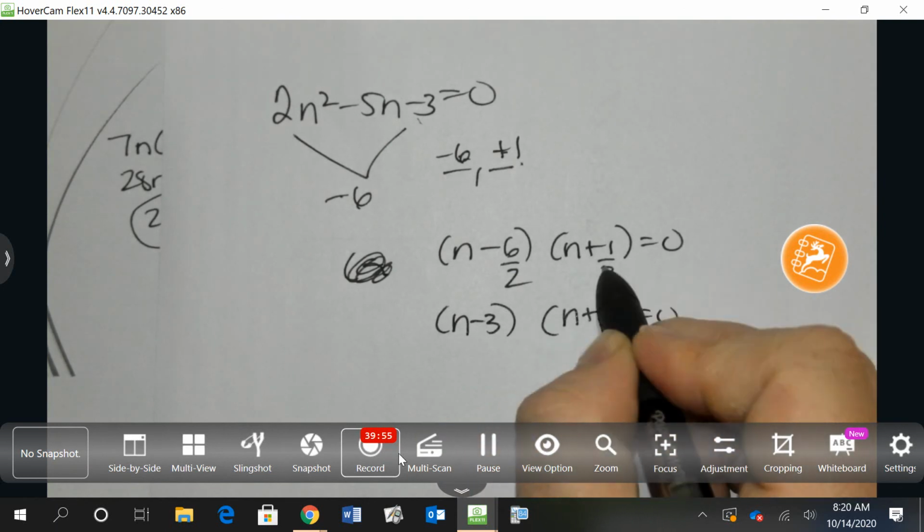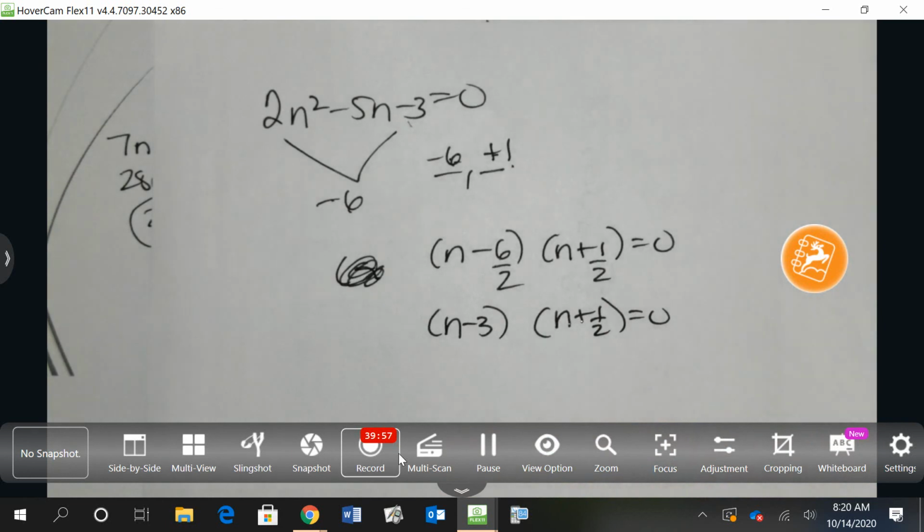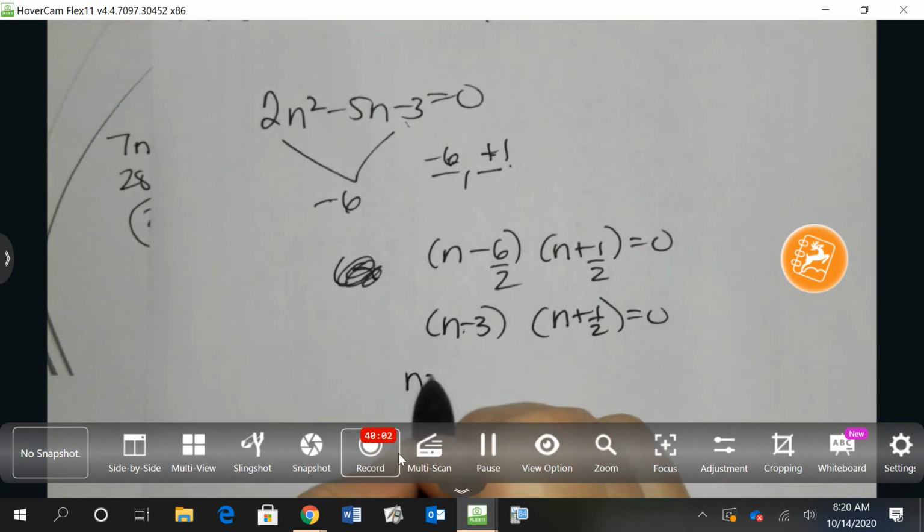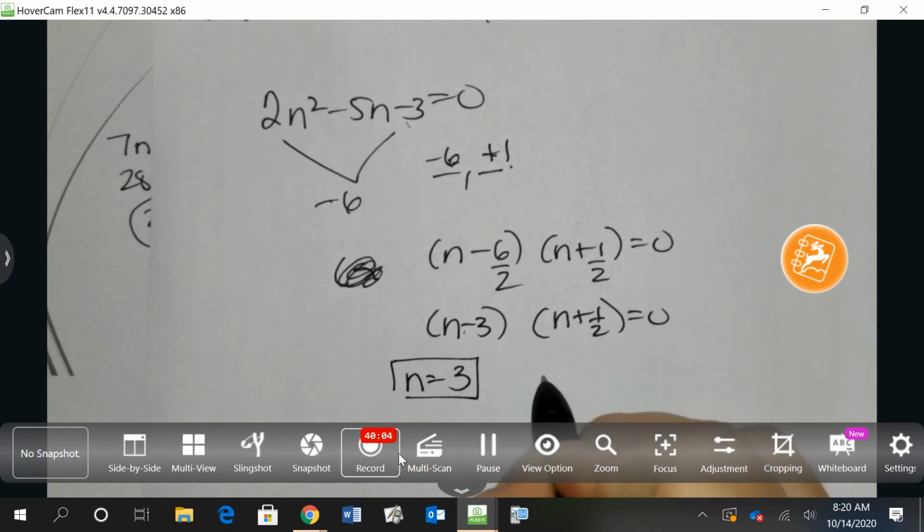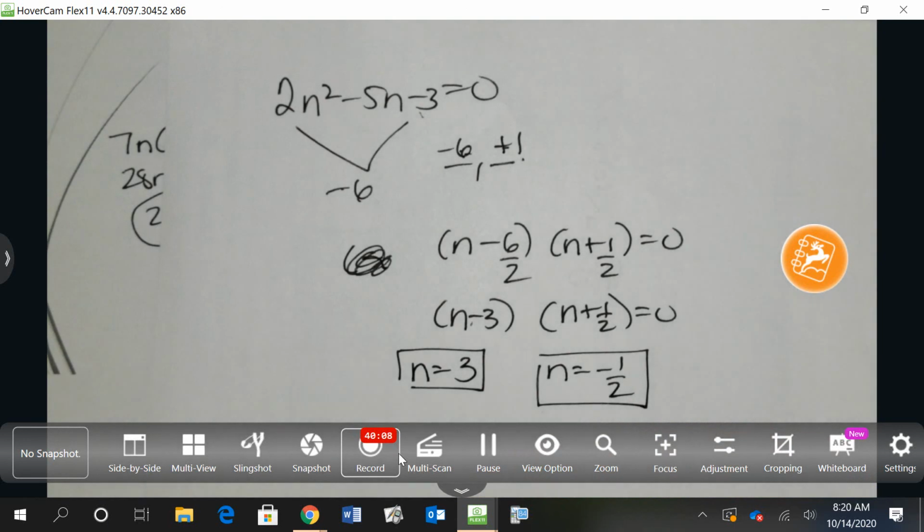Yes, if I was factoring, I would push this back up. But we're trying to solve. And that's why I like the factoring method, because I can easily solve to see one answer is 3, and one answer is negative 1/2. Okay?